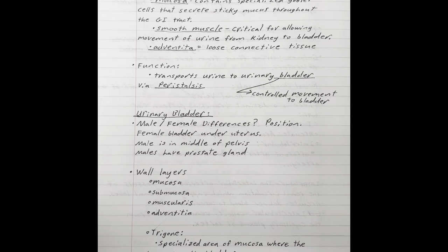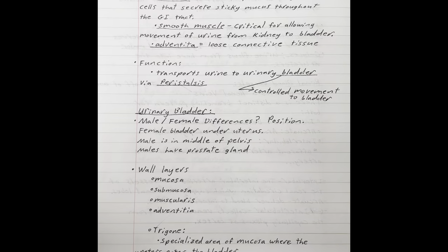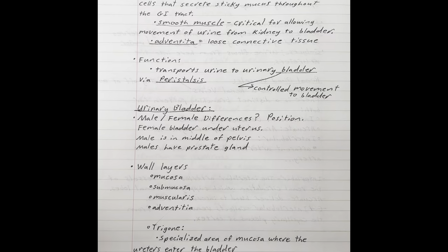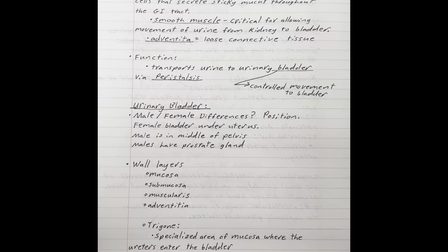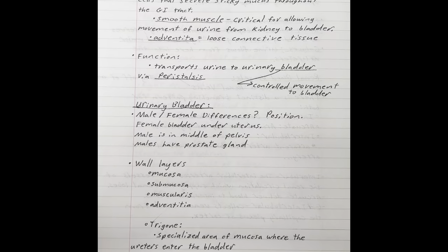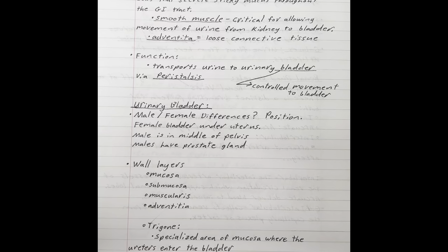Ureter, a muscular tube leading to the bladder. The ureter is a paired structure. It has a three-layered wall: mucosa, smooth muscle, and adventitia.